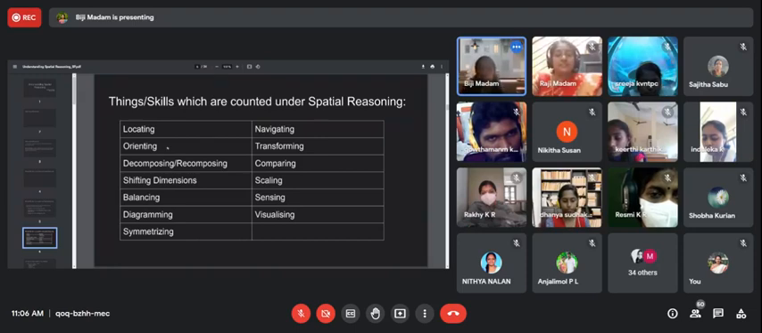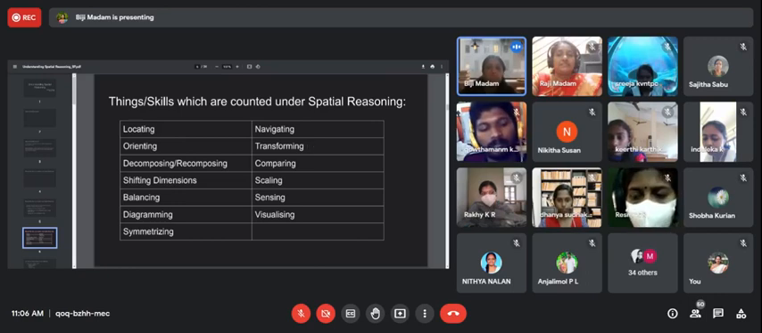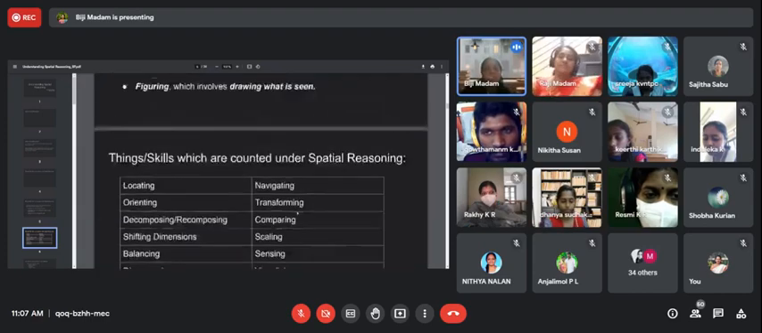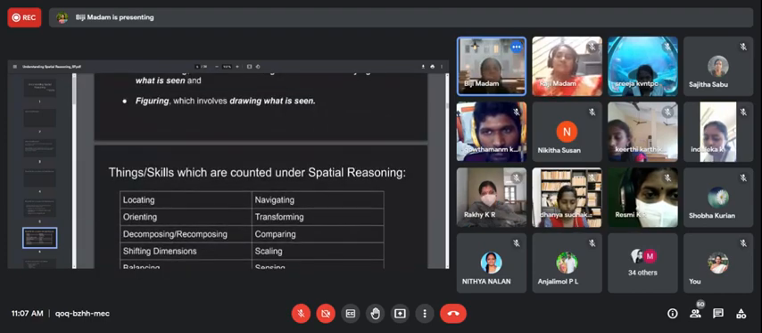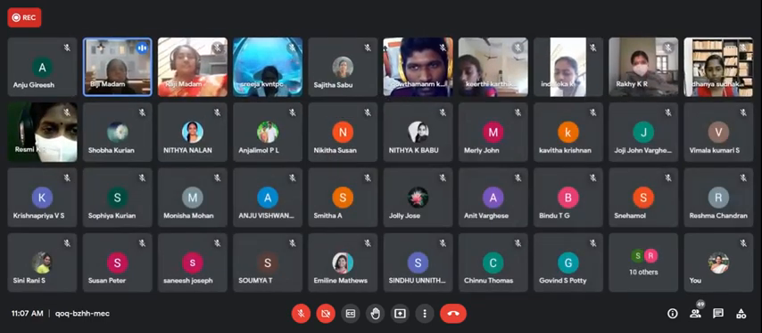So that type of thing, then 3D, 4D dimensions, balancing, all these, symmetrizing, all come under spatial reasoning. So all these parts should be made clear to the child properly in the early stages itself. Comparing things, then sensing, visualizing, imagination, all these things have to be clarified for a foundational child in the early stage itself.